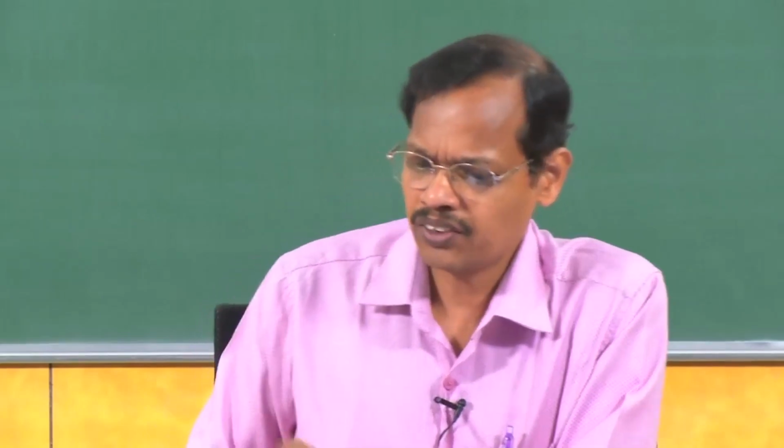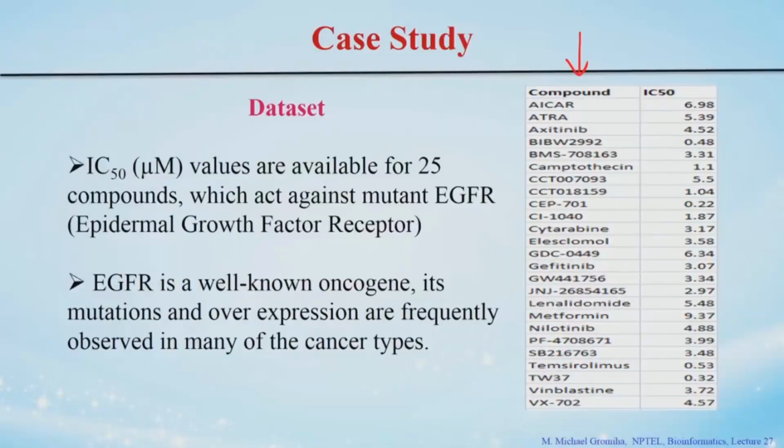Now, I will show you some case studies. Here we have 25 different compounds, with IC50 values known in micromolar. They are against the epidermal growth factor receptor. This is a well-known oncogene, and its mutations and overexpression are frequently observed in many cancer types. This is very important, so it is very important to design different types of inhibitors.